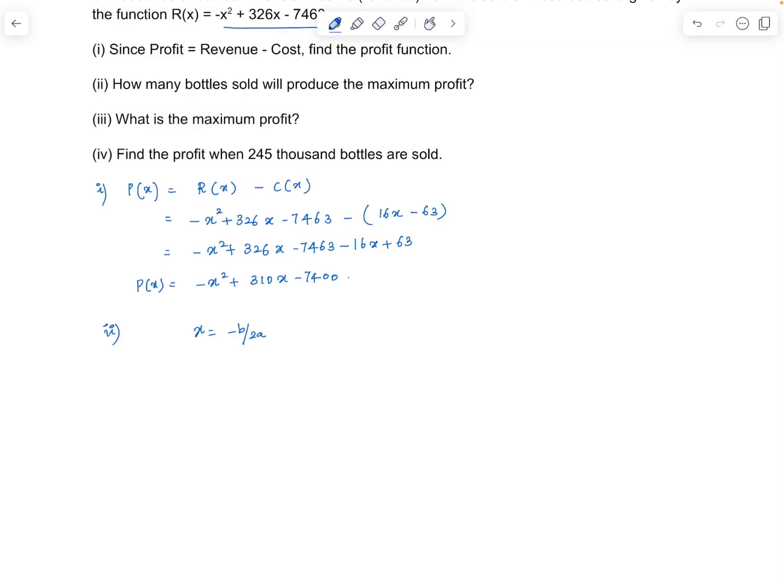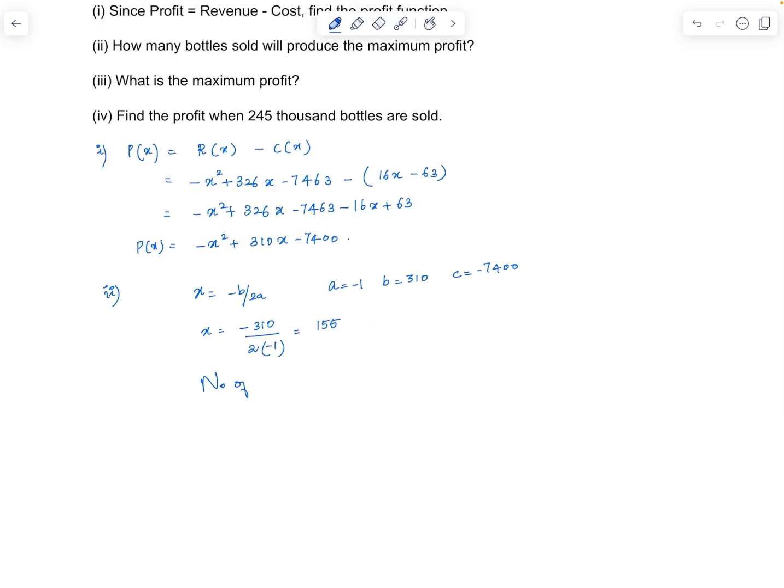From the P of x, we get to know a is equal to minus 1, b is equal to 310, and c is minus 7400. Substituting that here, x equal to minus 310 upon 2 times minus 1, which gives us 155. Number of bottles sold to get max profit is equal to 155,000 bottles.